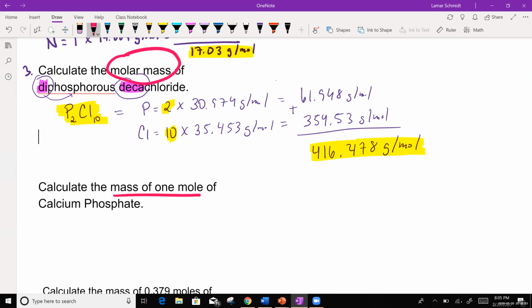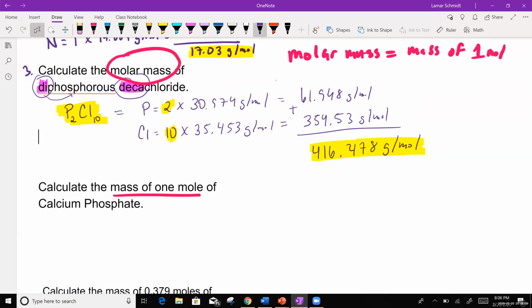Mass of 1 mole, molar mass. They mean the same thing. The molar mass is equal to the mass of 1 mole. That's exactly what it means.